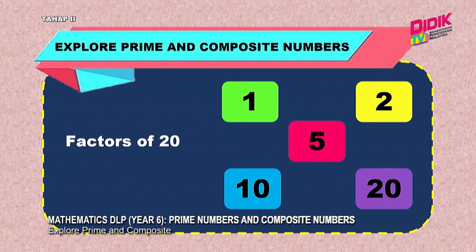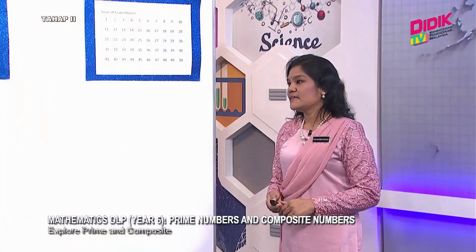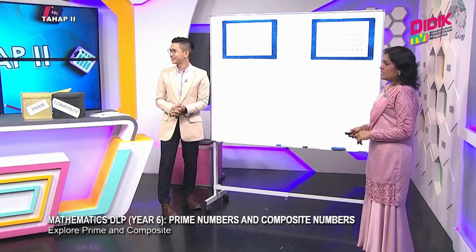So, 20 is a composite number, teacher. Yes, you are right. Okay, so we move on.